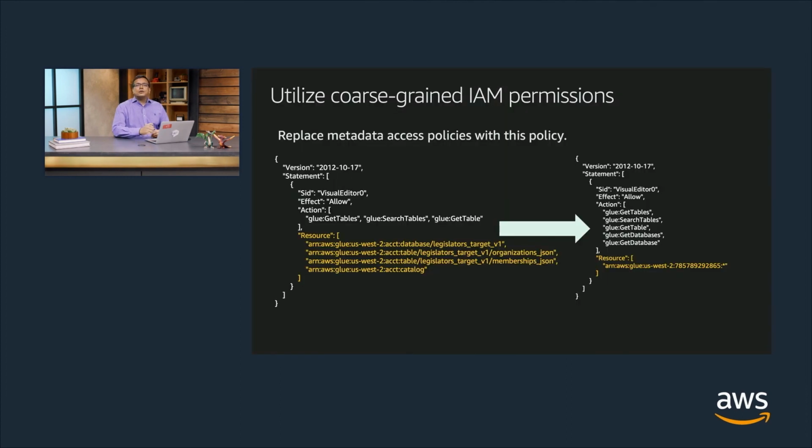What utilizing coarse-grained IAM permissions means is that we're actually going to go into the IAM policies for these users, and we're going to change those policies. So instead of granting access on specific tables, we're going to grant access on star. For the purposes of this demo, I'm simply going to be granting access on star, but we recommend you use the proper granularity when you're doing the upgrade process. I'll switch over to the demo now and show you how that works.